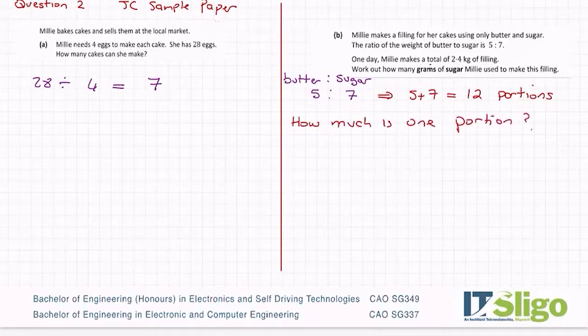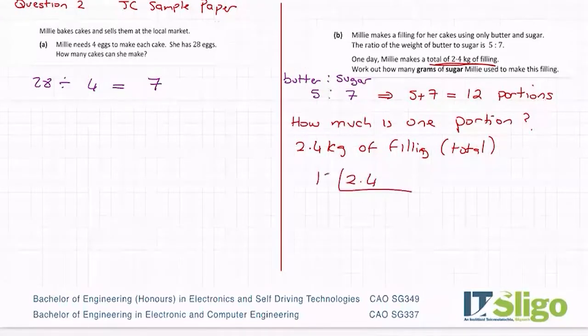Okay, now you see the filling, it's up here. I have 2.4 kgs of filling. Okay, and that's the total. So how much is 1 portion? Well, into that is 12 portions. So I take the 2.4 kg and divide it by 12. So 0.2 kgs is 1 portion.